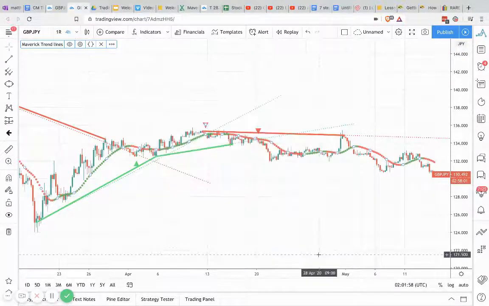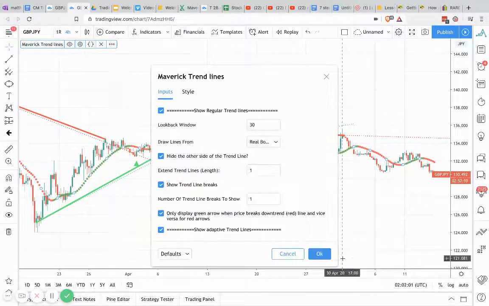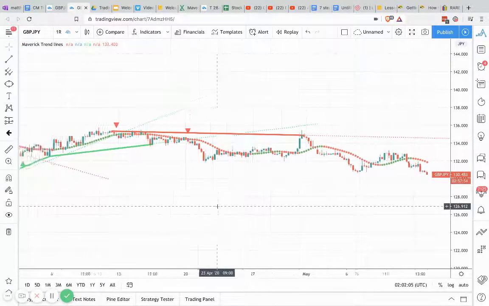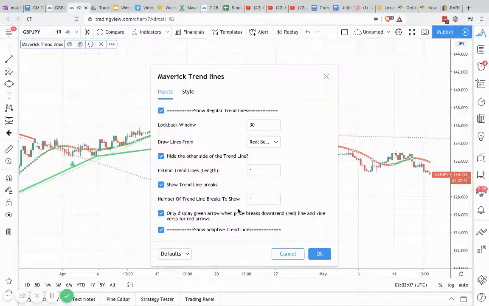So this is a cool feature, and honestly one that I don't know about you guys and how you plan on using this indicator. I'm not going to argue for wanting to use adaptive trend lines with this other indicator.